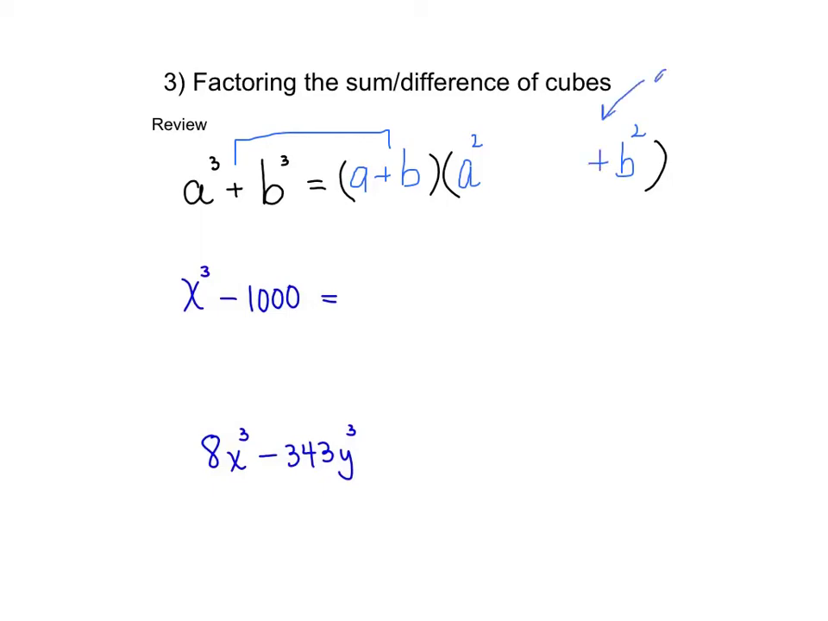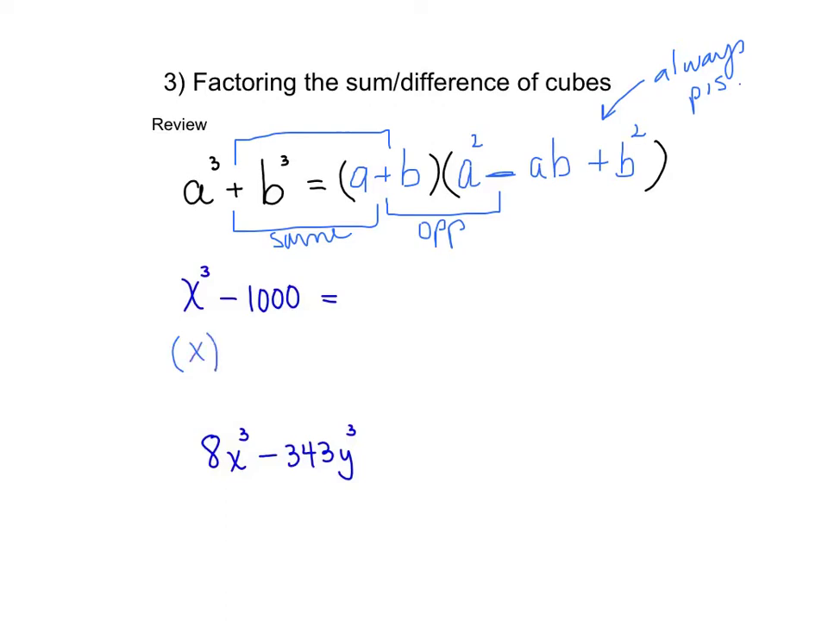This is always positive. And then this sign right here will be the opposite. These will always be opposite. These will always be the same. And then just a times b, and you're done. Okay, so for instance, x to the third minus 1,000 is x to the third minus 10 to the third. So this is the a and this is the b. So if I'm writing this out, this would be x minus 10.